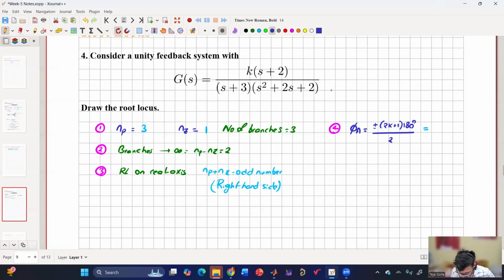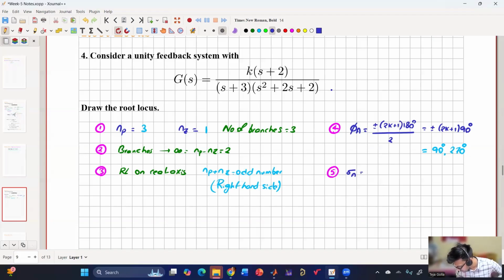So this is basically plus or minus (2k plus 1) into 90 degrees, right? What will be the angles for k equals 0? 90 degrees, sir. And for k equals 1, 90 into 3, which is 270 degrees. So basically plus or minus 90 degrees, or 90 and 270 degrees.